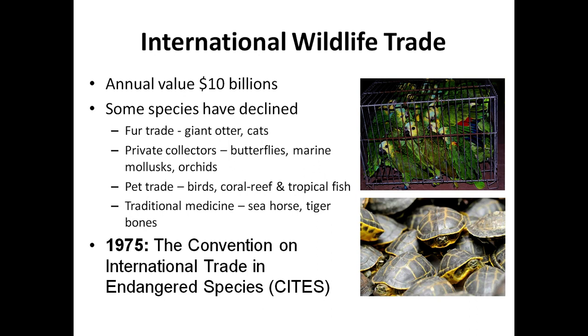And you can see there's a bunch of Amazon parakeets ready to ship in this cage. And also reef fishes are another significant one when it comes to pet trade. And also in some countries they use parts or whole animals for traditional medicine.